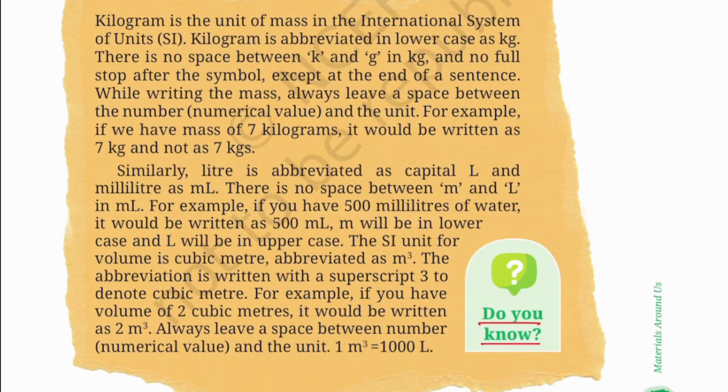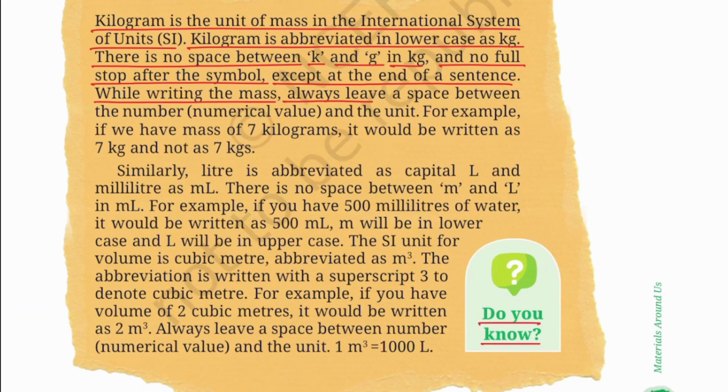Do you know, kilogram is the unit of mass in the International System of Units? Kilogram is abbreviated in lowercase as kg. There is no space between k and g in kg, and no full stop after the symbol, except at the end of a sentence. While writing the mass, always leave a space between the numerical value and the unit. For example, if we have a mass of 7 kilograms, it would be written as 7 kg and not as 7 kgs.